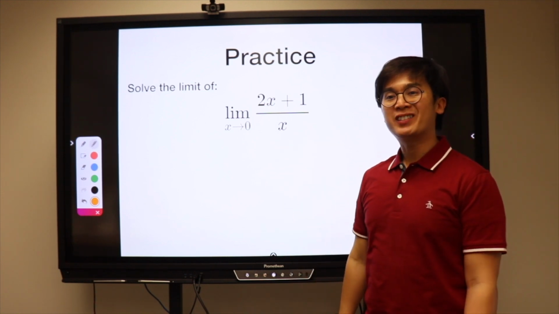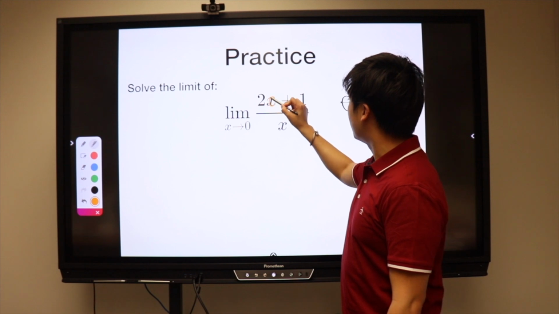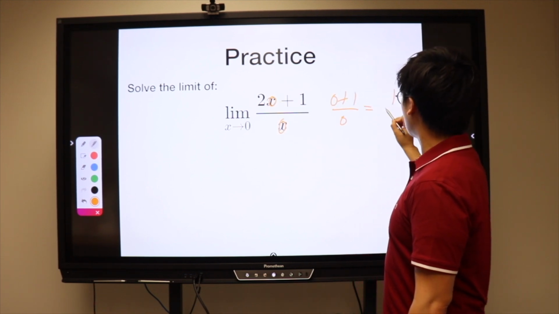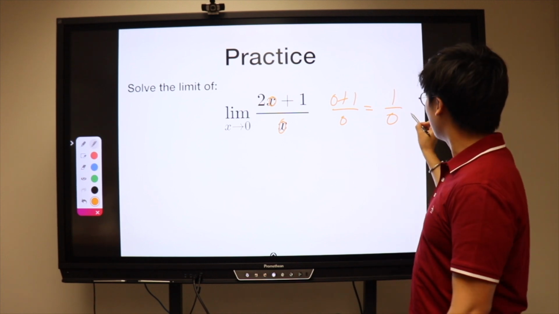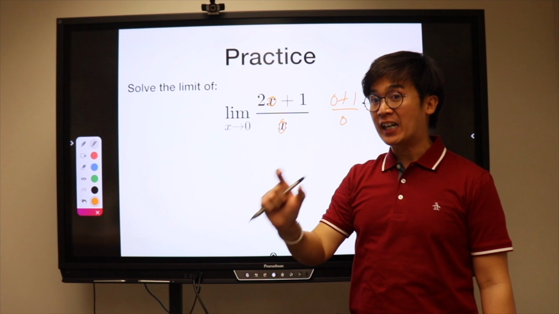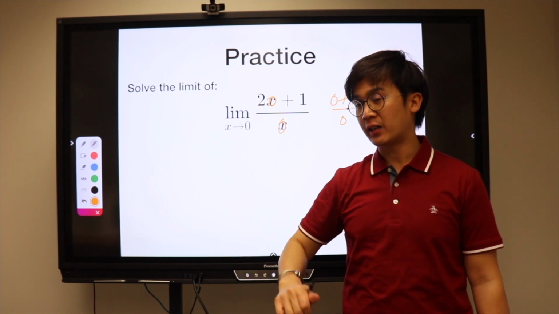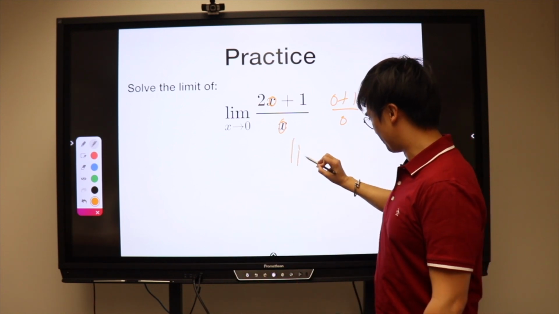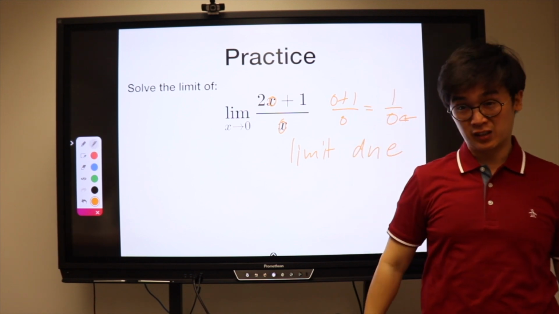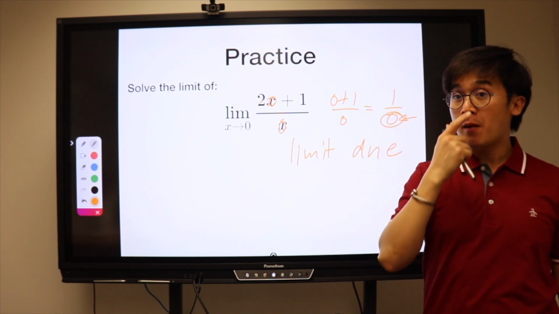Because the denominator will turn to 0. If this will be 0 and this will be 0, so you have 0 plus 1 all over 0, and we have 1 all over 0, and we know that every time you have a denominator of 0, that's an indicator that your limit does not exist. So this one, the limit does not exist because of the denominator of 0.